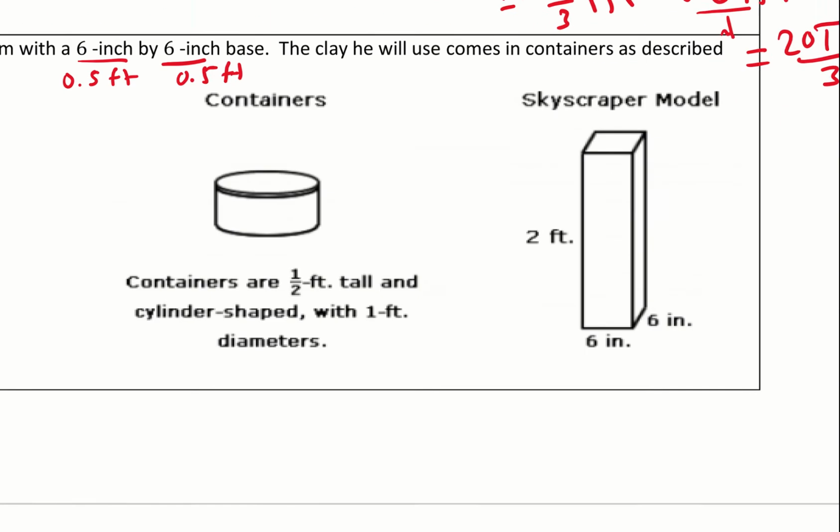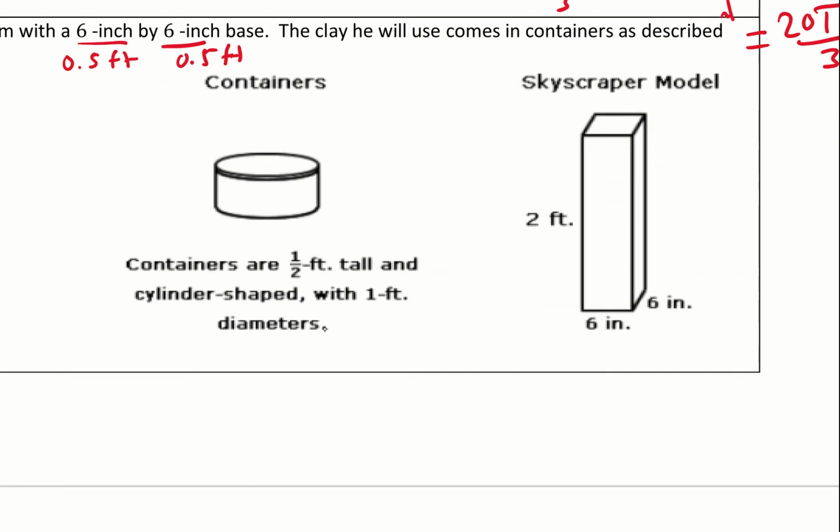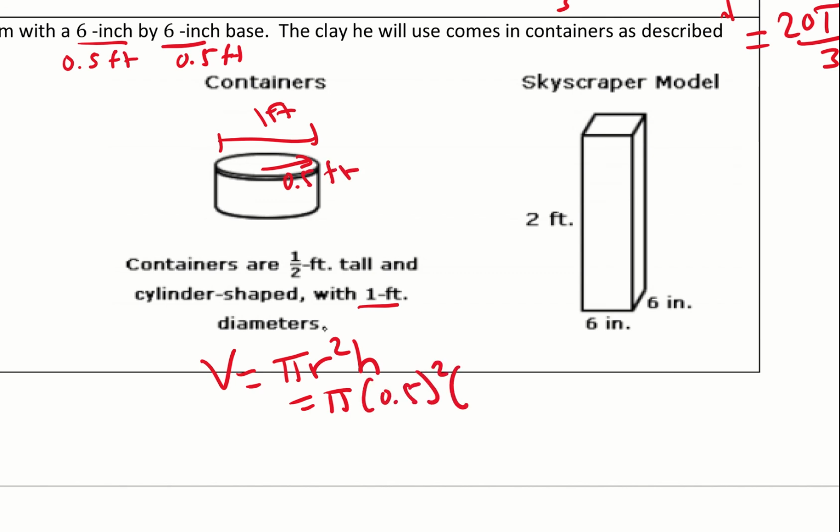Okay, so let's find the volume of this container. The volume of the cylinder is pi r squared h. It says that the diameter is 1 foot, which means that the radius is 0.5 feet. So it's pi times 0.5 squared times the height, which it says is 1/2 feet tall, so it's 0.5 feet. So there's the volume of that. And then the volume of that cylinder is 0.393.